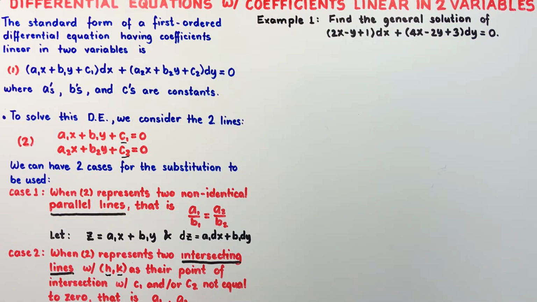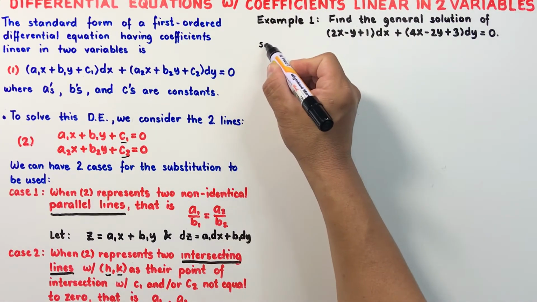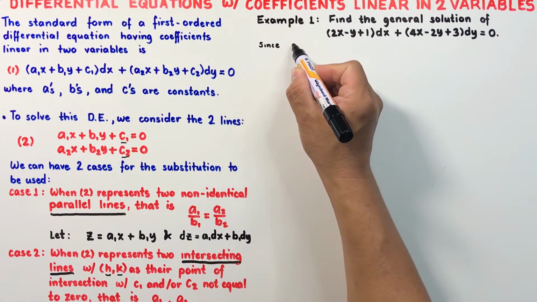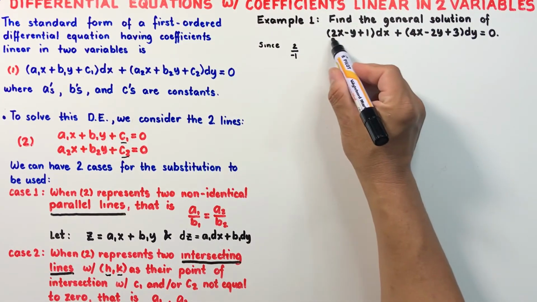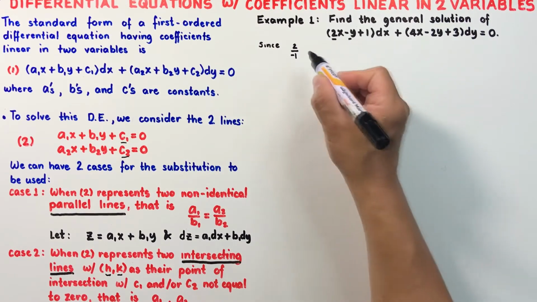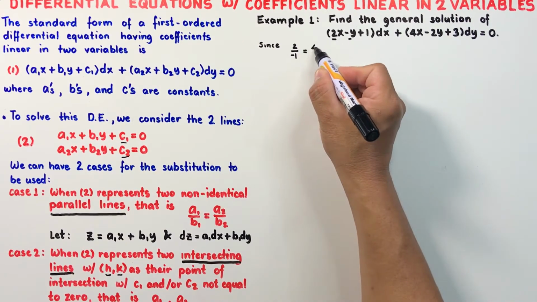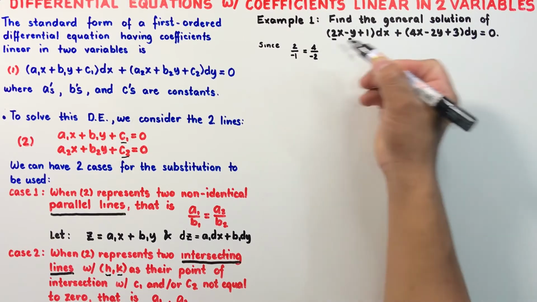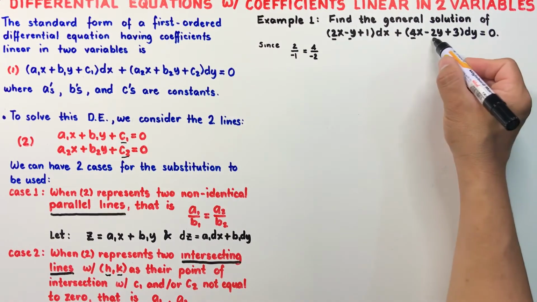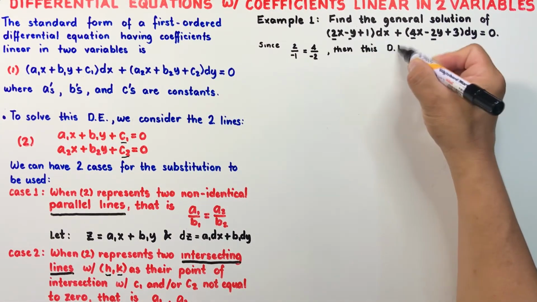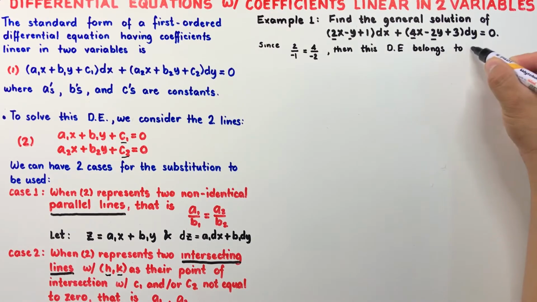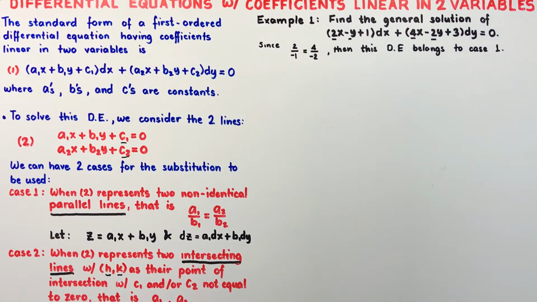And since we know that 2 over negative 1, which are the coefficients here, 2 and negative 1, is the same as 4 over negative 2, which are the coefficients of this linear expression, we say that this differential equation belongs to case number 1. So since this is case number 1, we need to use this substitution here.